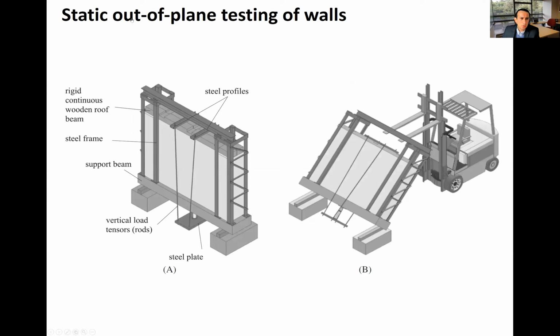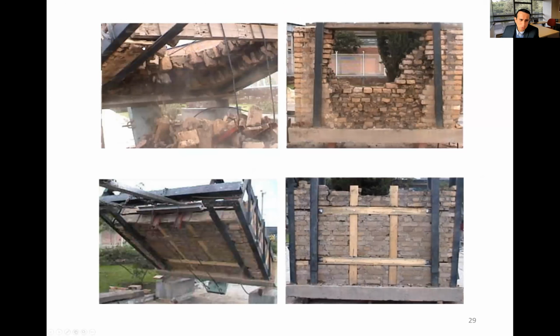Also, we did some out-of-plane testing in a very simplistic way: take the wall completely and put it at an angle, and with the angle, try to measure the out-of-plane acceleration that we may have. So these are the results. This adobe wall at the top collapsed after just rotating the framework a little bit. Here we put some timber elements, and as you observe, the timber elements control the out-of-plane collapse of this adobe wall.